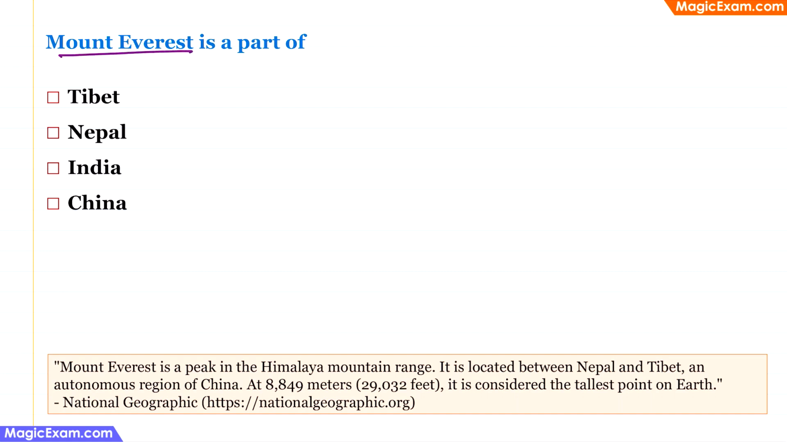Mount Everest is a part of which of the following? Now Mount Everest is actually on the border between Tibet and Nepal. While the answer as per the answer key is Nepal, that is Mount Everest is a part of Nepal, it is actually between Nepal and Tibet. So the border between these two places actually runs through Mount Everest. Therefore Tibet also can be a correct answer, Nepal also can be a correct answer. In fact, people who are climbing Mount Everest can climb from the Tibet side or from the Nepal side.